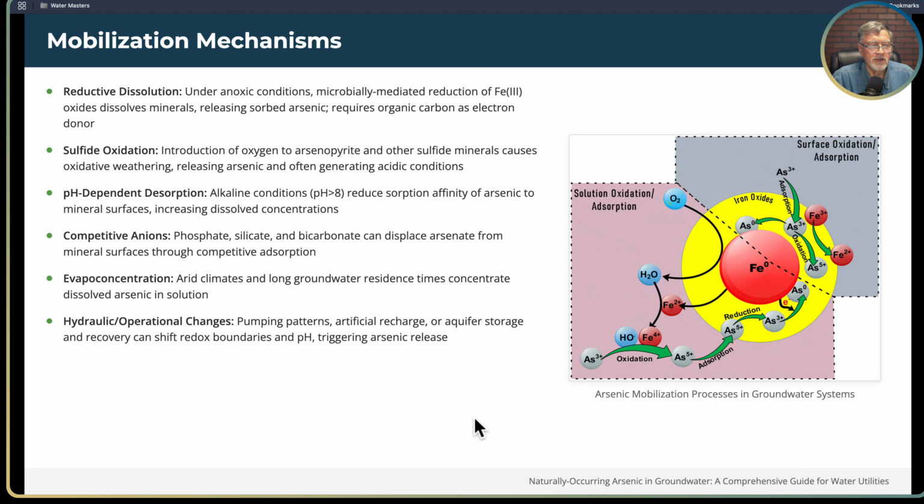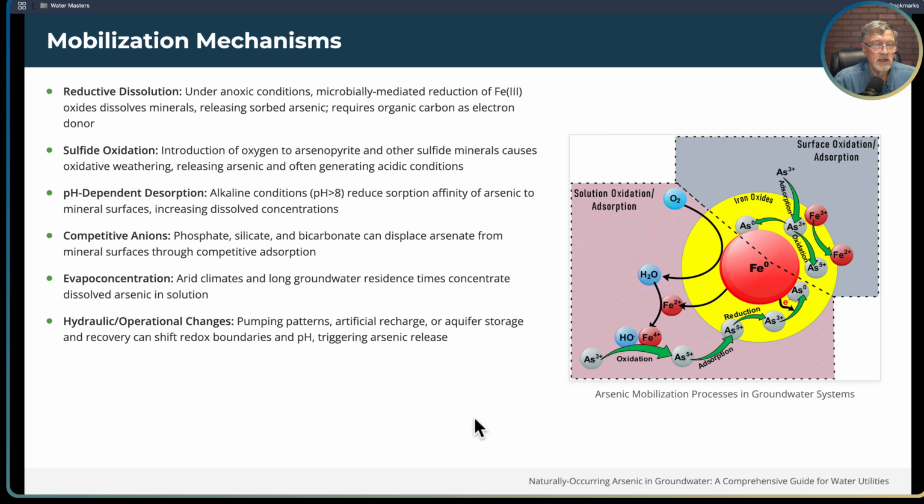And the next one is pH dependent desorption. Alkaline conditions where the pH is greater than 8 reduce sorption affinity of arsenic to mineral surfaces, increasing dissolved concentrations. So with alkaline conditions, the higher pH is going to reduce the sorption and leave it in suspension or dissolved.